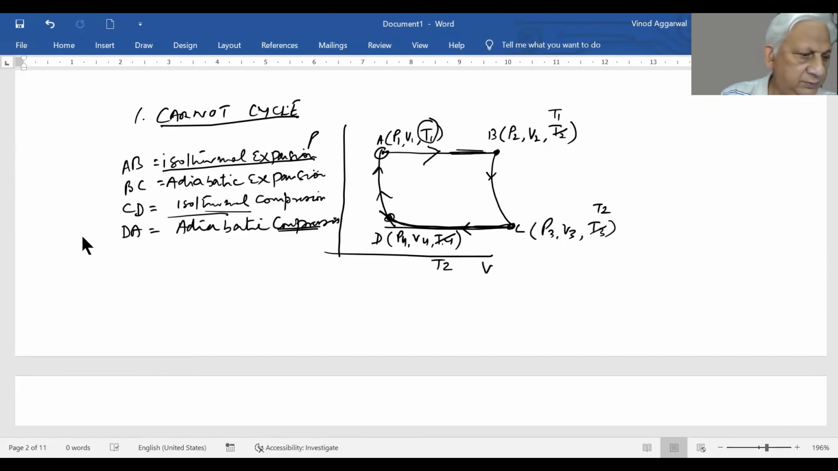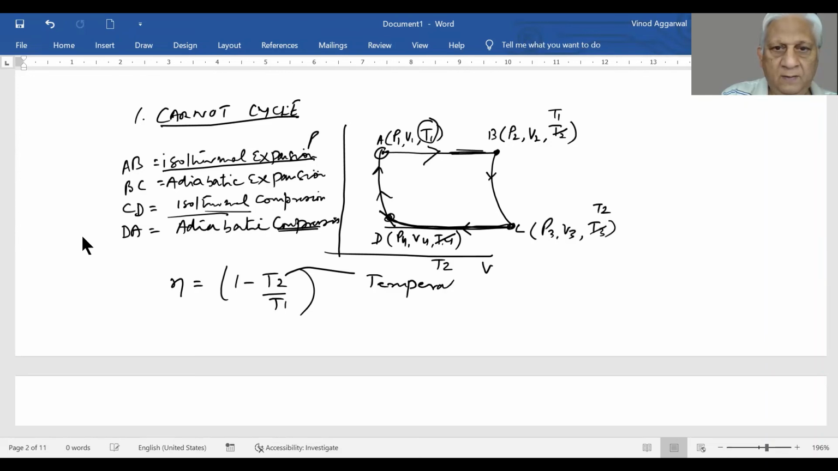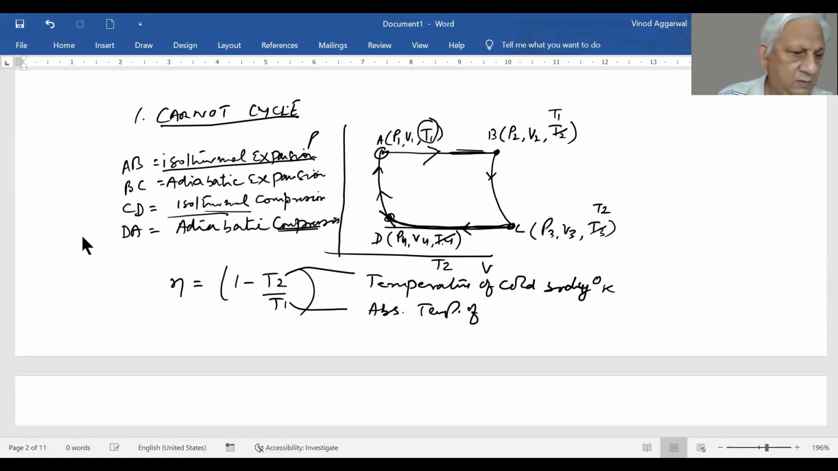So for a Carnot cycle, efficiency is given as follows, where T2 is the temperature of the cold body in degrees K, and T1 is the absolute temperature of the hot body in degrees K.